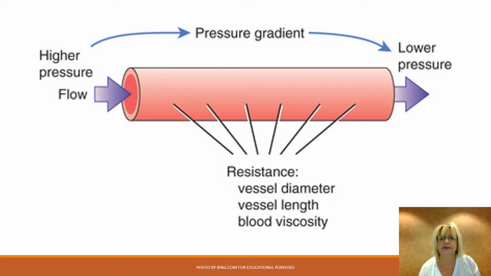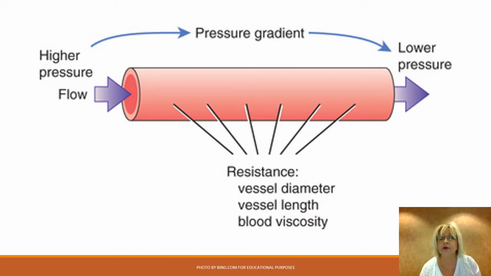So pressure gradient is the difference from the beginning and the end of a blood vessel. We're looking at each end of the blood vessel and taking the difference between the two. And we know that an area of higher concentration will flow to an area of lower concentration in a gradient. The contraction of the heart is the main driving force of blood flow through the vessels.